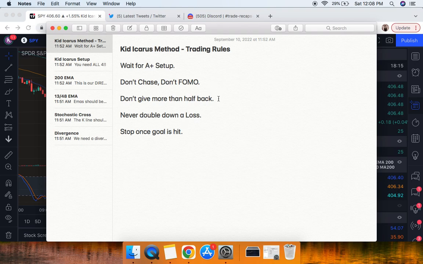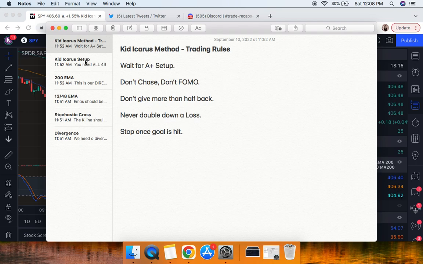Don't ever give more than half back. So on a loss, let's say if you're up on the day, don't give more than half back. So don't let a green day turn red. Don't double down on your losses, and stop once your goal is hit.